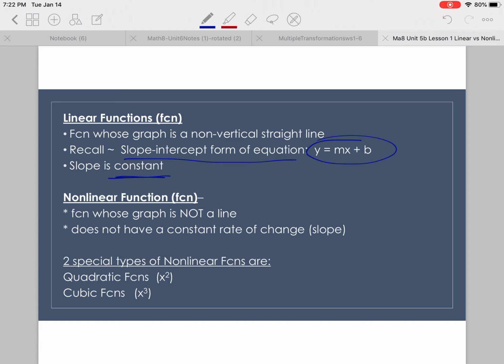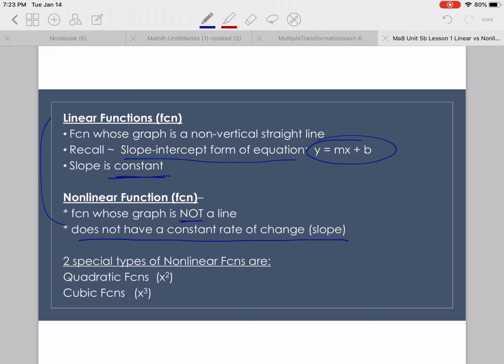That's to be contrasted here with the nonlinear function, which would be a function whose graph is not a straight line. Meaning it does not have a constant rate of change or slope. So it could be really steep in one part of the graph, and then in a different part of the graph pretty flat, just a very slight incline maybe. And so we'll see maybe some examples of that.